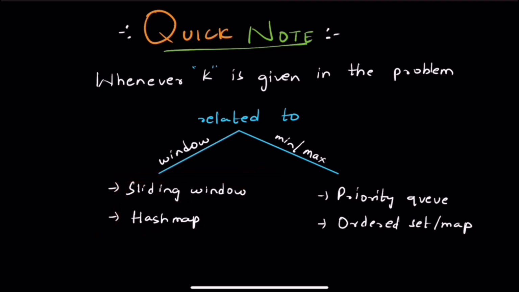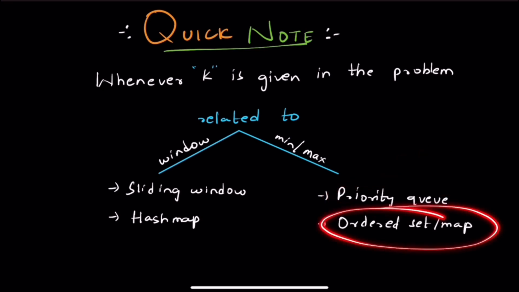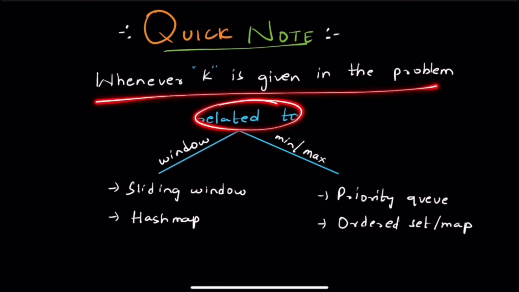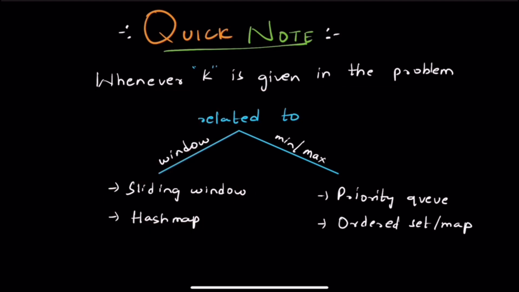Okay, but when k is given in the problem and it is related to finding the minimum or maximum, like we need to find the k minimum value from the array, or the k maximum value, something like this, then we need to think about the priority queue. This priority queue can be either a min heap or a max heap depending upon the problem, or an ordered set or ordered map. Okay, so scan this image and store it in your brain. Whenever the k value is given and it is related to a window, we need to think about this, or whenever it is related to finding a minimum or maximum value, we should be using a priority queue or an ordered map.